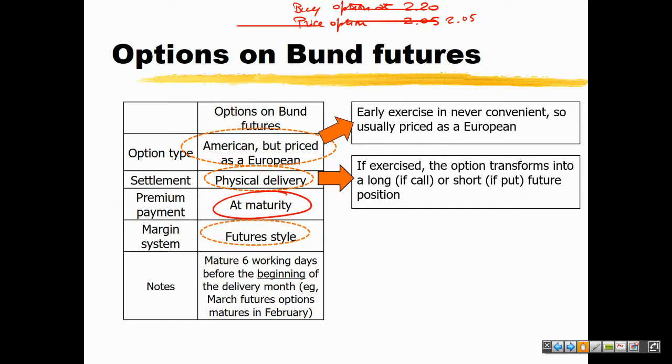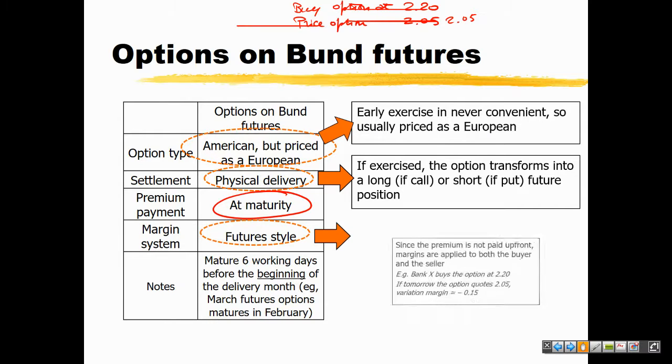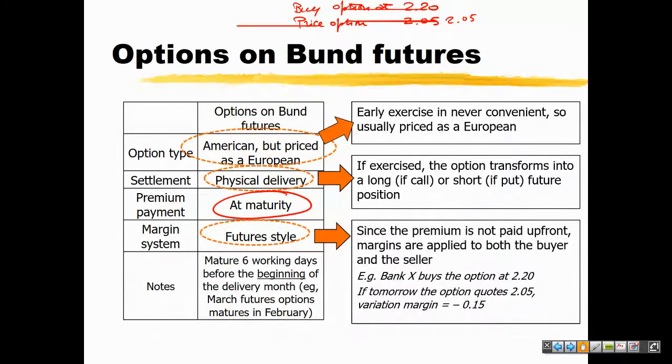The buyer is losing 0.15, and if this is the case, he has to pay a variation margin of minus 0.15. Is that okay? If tomorrow the option drops further to 1.90, you have to pay another 0.15 and so on and so forth. If the option goes up, then there's going to be a payment from the seller to the clearinghouse and from the clearinghouse to the buyer. Have I been clear? So that's the story.